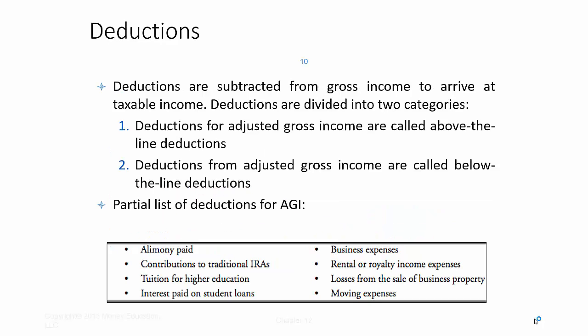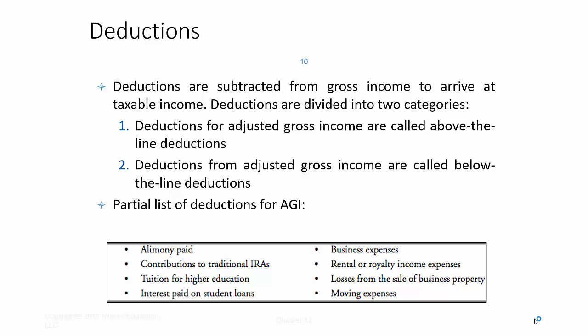So just a little bit more about deductions. Deductions are subtracted and help to reduce your gross income, and that gets us to our taxable income. Remember, income minus deductions equal taxable income. We can divide deductions into 2 groups: above the line and below the line. You've probably heard this before. Above the line or below the line.